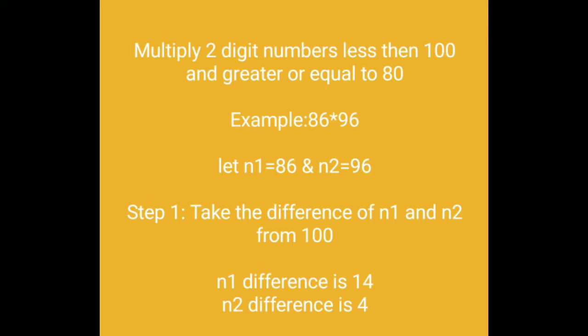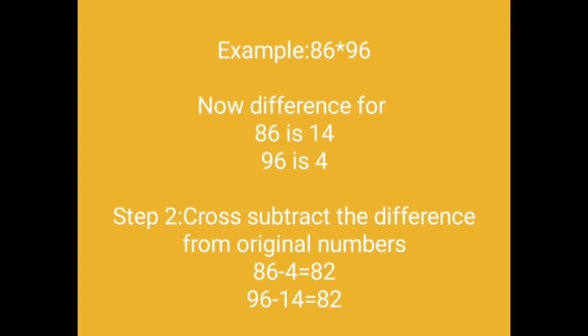Let's begin with step 1. In step 1, first we have to take the difference of each number from 100. So the difference of 86 from 100 is 14 and the difference of 96 from 100 will be 4. That was your step 1. Now let's move on to step 2.